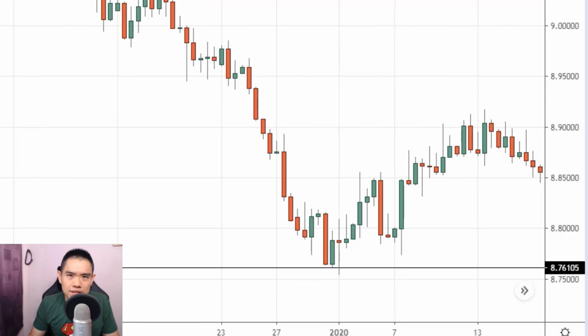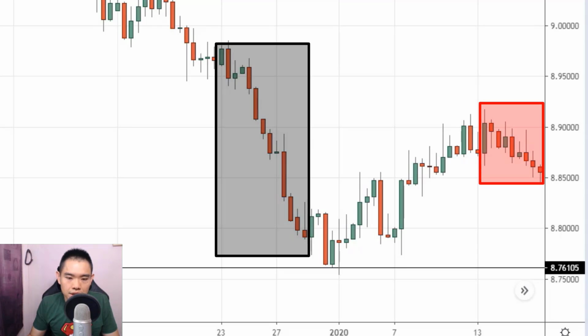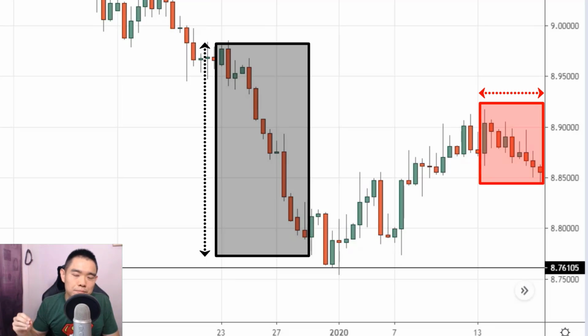So you can see over here, look at this, just compare, use your eyes and see the type of pullback over here compared with this. Do you now see the difference? This range of the candles is much tighter. The range of the candles here are much smaller compared to this one over here. So what this tells you is that sellers are still present but not as strong as before.